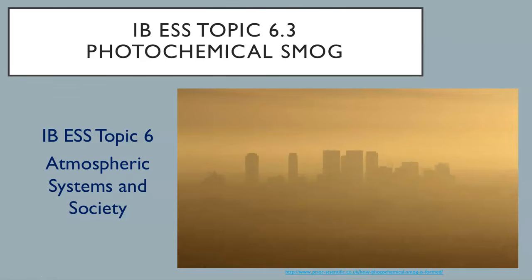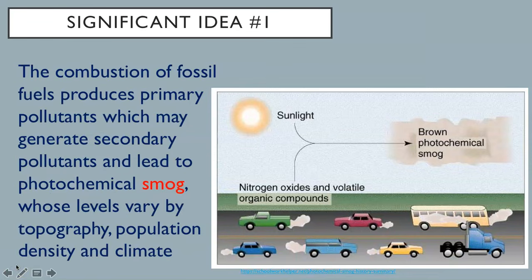This movie covers subtopic 6.3, Photochemical Smog, under the main IB ESS topic 6, Atmospheric Systems and Society. Significant idea number 1. The combustion of fossil fuels produces primary pollutants, which may generate secondary pollutants and lead to photochemical smog, whose levels vary by topography, population density, and climate.